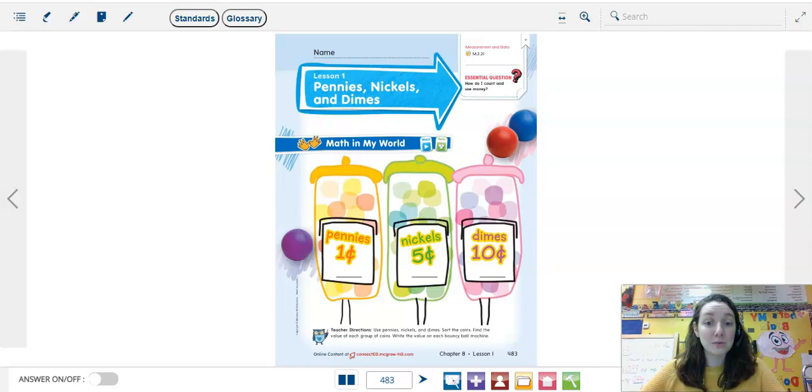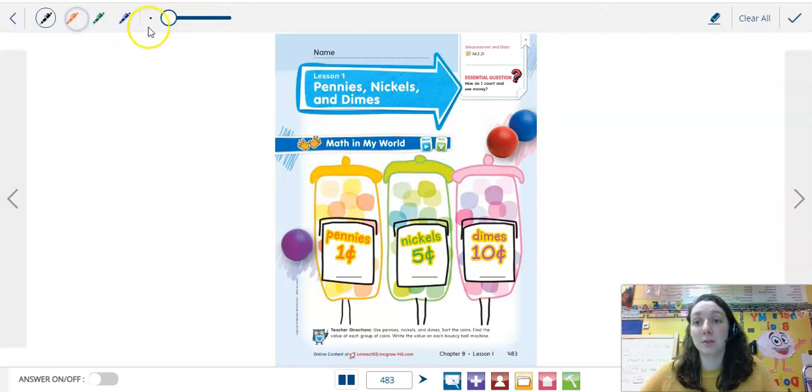So we're going to use pennies, nickels, and dimes. So we're going to sort the coins. Find the value of each group of coins. Write the value on each bouncy ball machine. Okay, now, if we were in school, I would give you the physical coins, right, and have you count them. In this case, I'm just going to draw them for you, and I want you to think about to draw them as well, and to then count them.